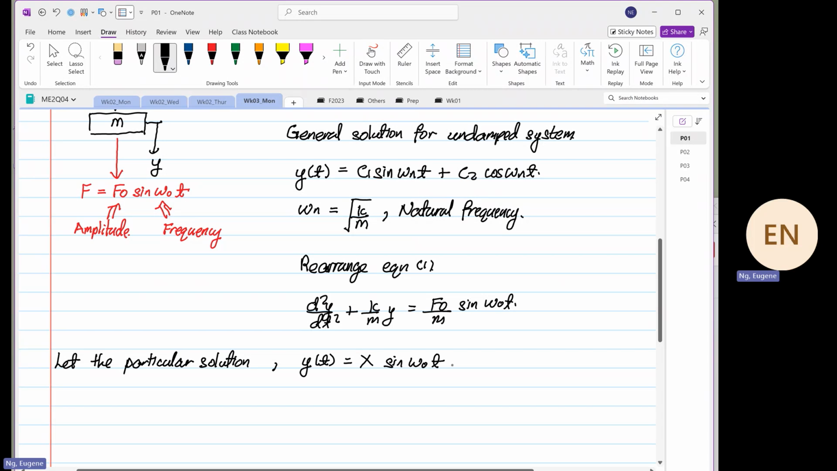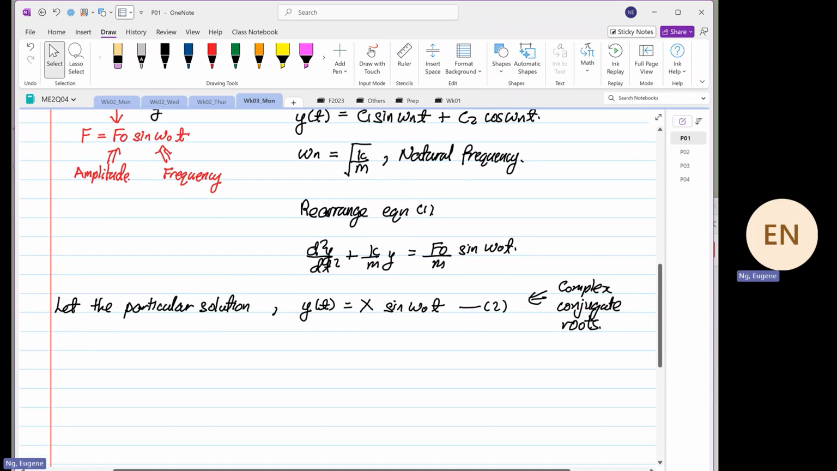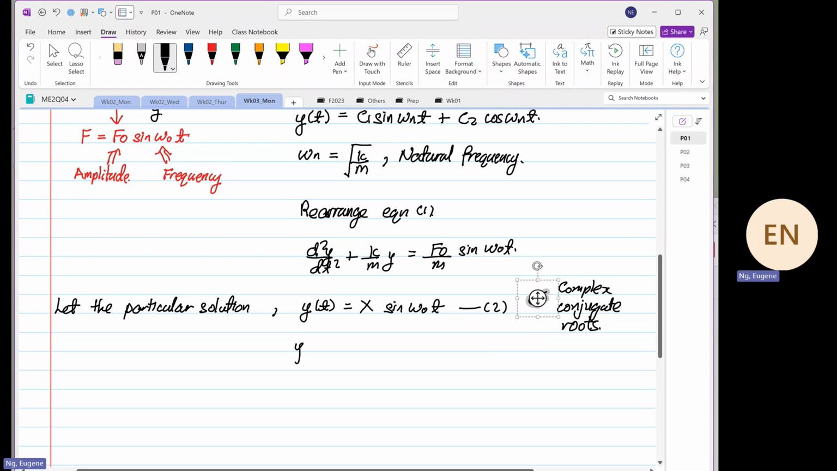And we did this last week, and we choose this particular solution because we have complex conjugate roots. When you take your math course, you'll go deeper into it. I just introduce you to the formula or the form. From here, when we differentiate once, and I'll tell you why I'm differentiating later, this will become x omega naught cos omega naught t. This is our equation 3.